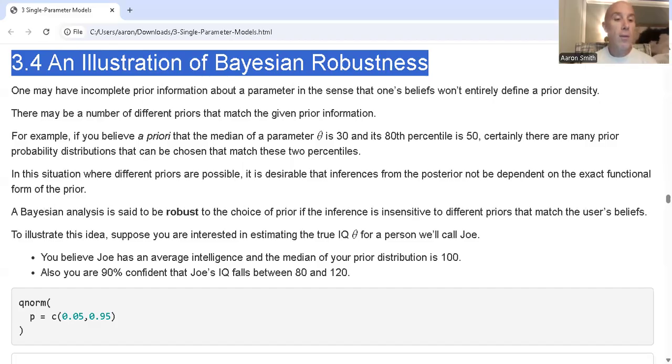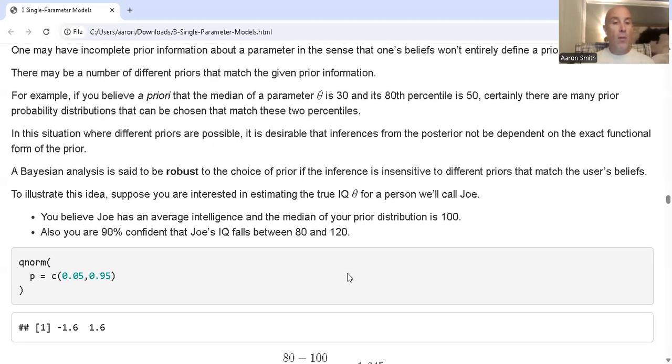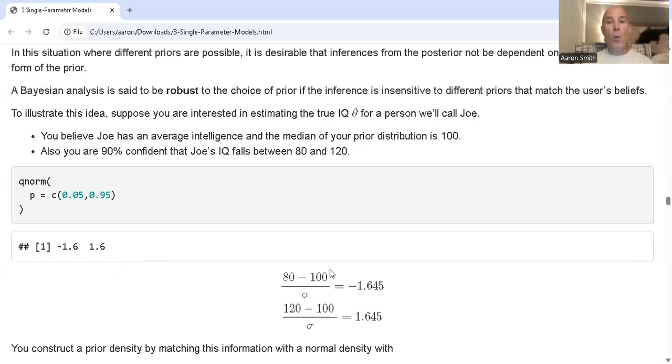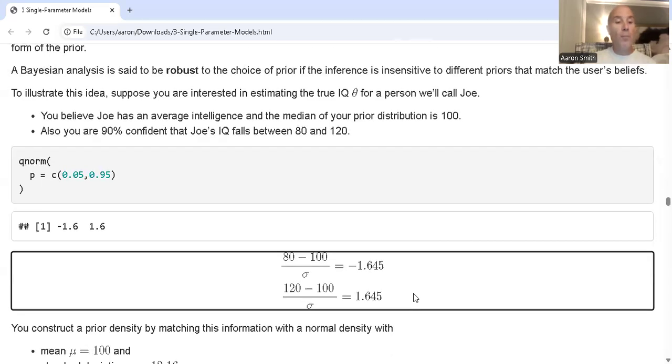Let's think about this. What values would it take for us to be 90% confident? For the standard normal, that's negative 1.645 to 1.645 approximately. So let's take the 80, subtract 100, and divide by the standard deviation, which should give negative 1.645. If I take the 120, subtract 100, and divide by sigma, I should get 1.645, converting over to standard normal.